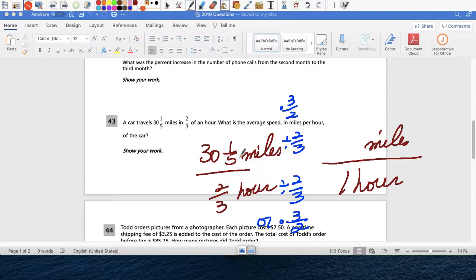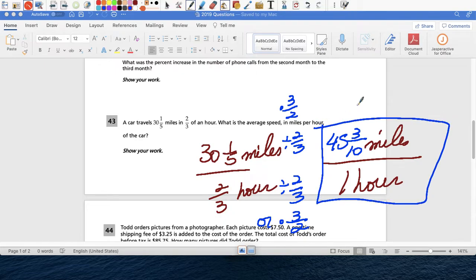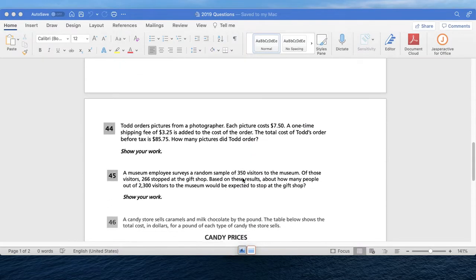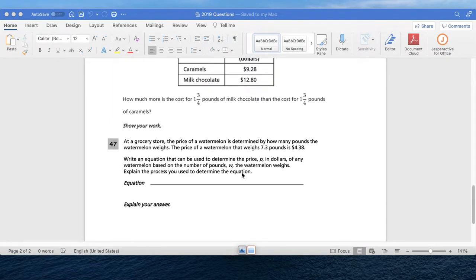And then on top, 30 and 1/5. I'm going to keep it as a fraction because 2/3 is not a terminating decimal, so I'm going to write in my calculator 30 and 1 over 5 divided by 2/3. And we get 45 3/10 of a mile. So that's your unit rate, or the average miles per hour. Okay, this is all show your work.